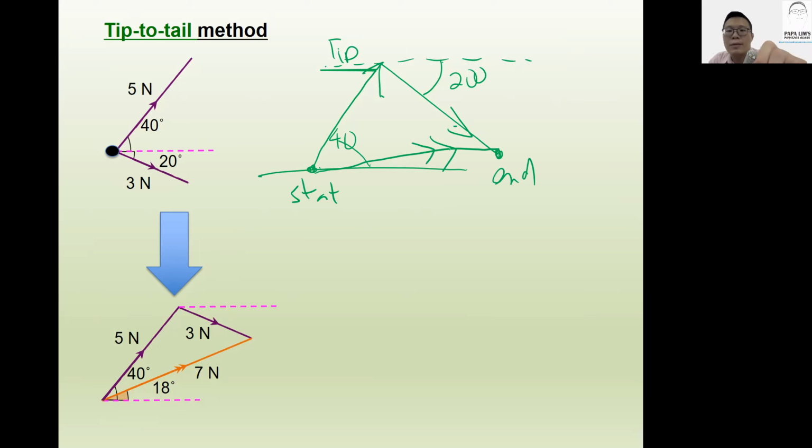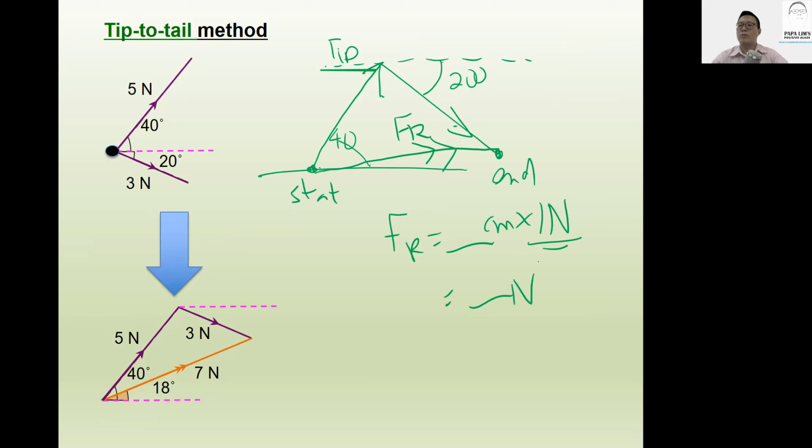For the final answer, label a double arrow and label FR. That's the resultant force. The direction is always pointing from the start to the end point, so make sure you know where the start and the end point are. Then when you have the answer FR, measure the cm, use the ratio to convert back, and you have the answer in Newton. That is how we use tip to tail.